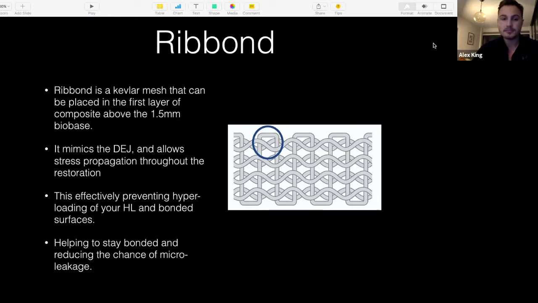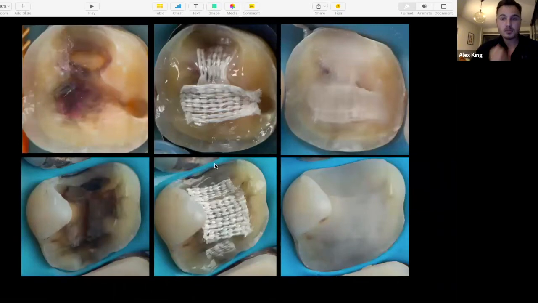In the second lecture I'll do, we'll talk about where to place Ribbond, how to place Ribbond, and how you can use it in onlays to reduce stress, and especially in patients that onlays may not work for. If they debond, Ribbond means that you're not going to have a catastrophic failure. It's a more predictable failure where you could just re-cement. So this is what Ribbond is.